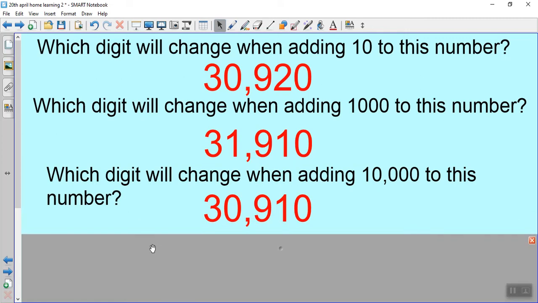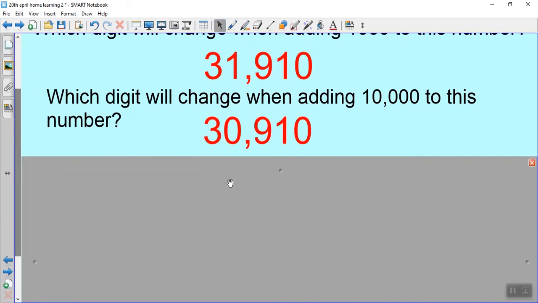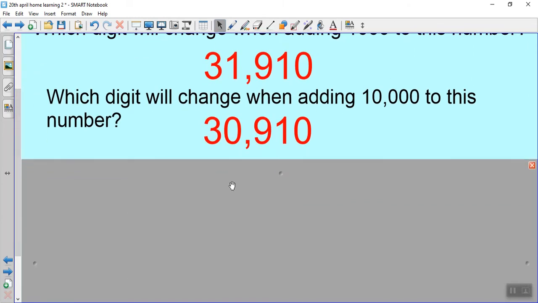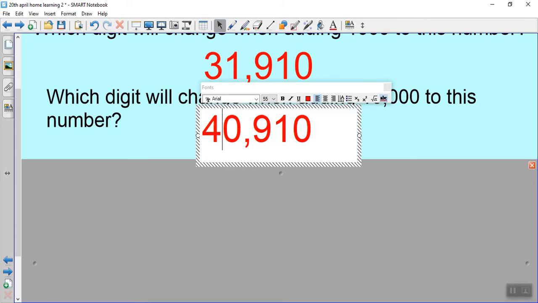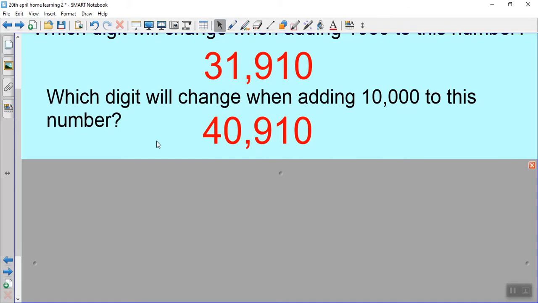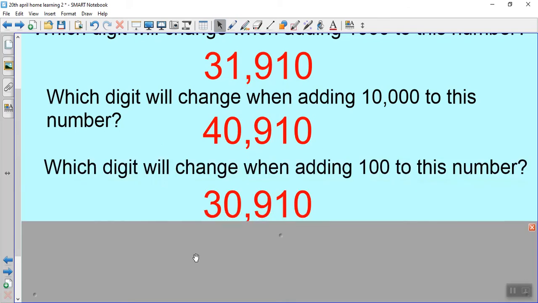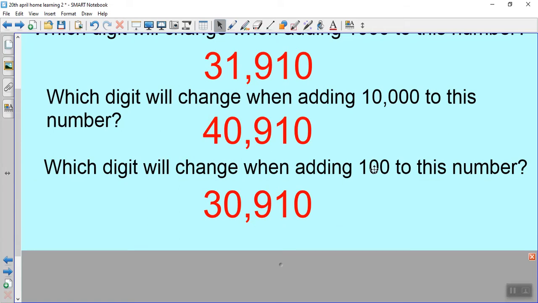Okay, which digit will change when adding 10,000 to this number? So I've got 30,910. I'm going to add 10,000. I need to find my 10,000 column. Ones, tens, hundreds, thousands. This is my tens of thousands. I'm going to add 1 ten of thousands. So it's going to become a 4. 40,910.